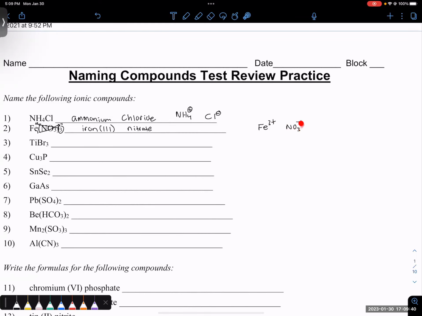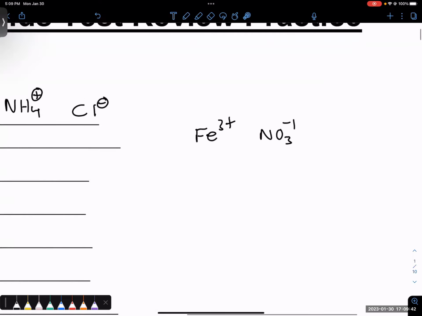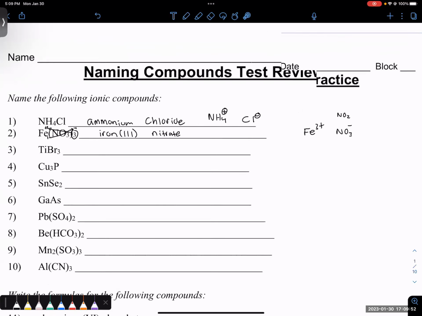And again, this just goes down to memorizing what NO3- is versus something like NO2-. Know the difference between these two, right? This one's nitrite, this one's nitrate. Important.